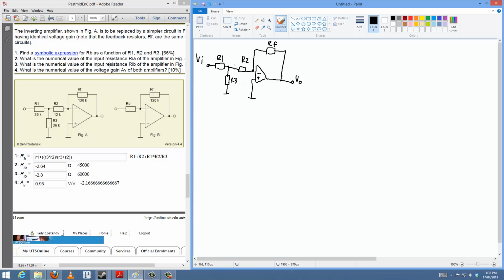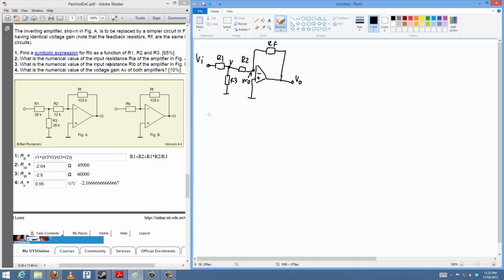You want to be doing nodal analysis at this point here, and also from here. This is going to be 0, B equals 0, because it's a virtual short circuit across the op amp. And yeah, so let's start, eh?